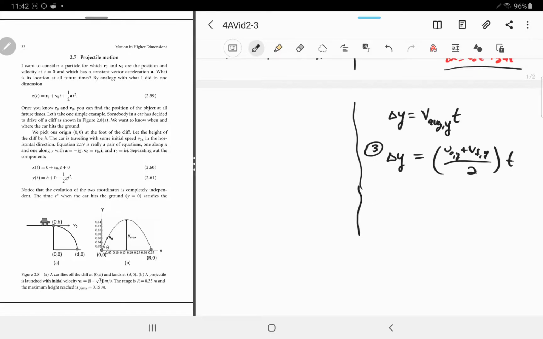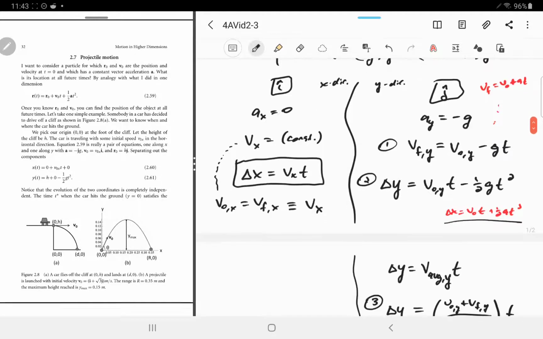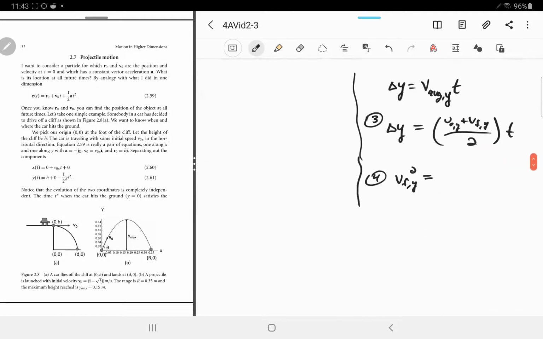And then the last equation, remember, is the one that doesn't involve time. So the fourth equation would be v final y. Remember, these are just the components. All of these equations are not vector equations. They're dealing with the various components. They're scalar equations.